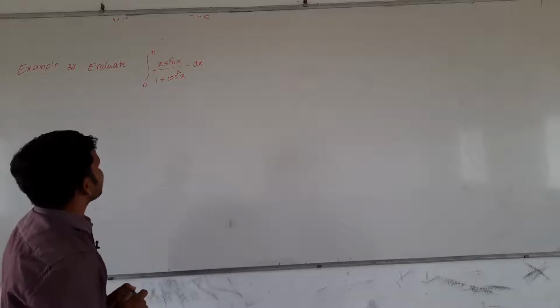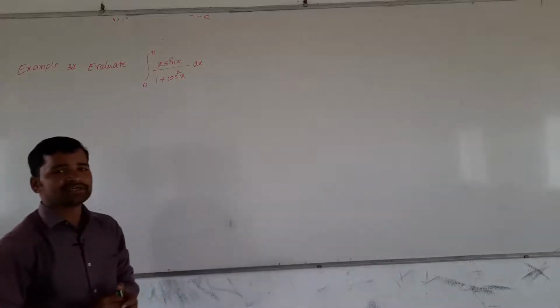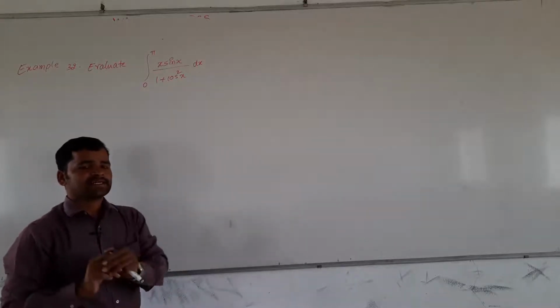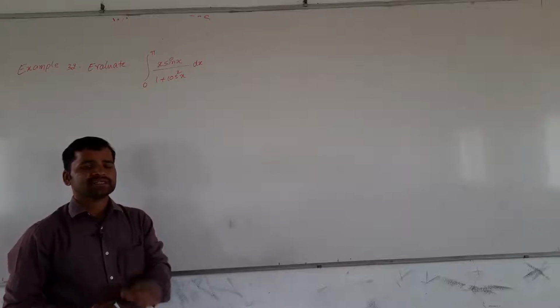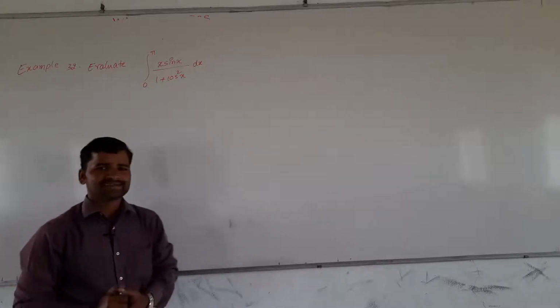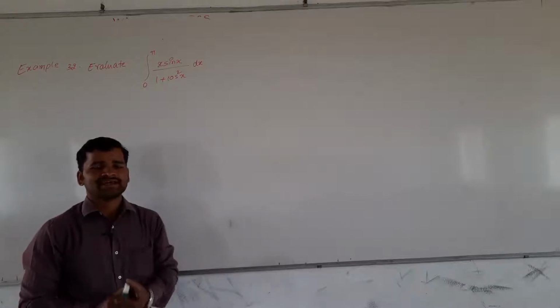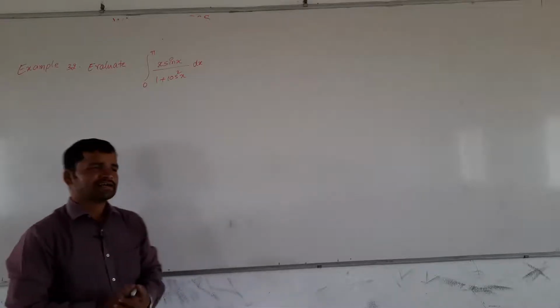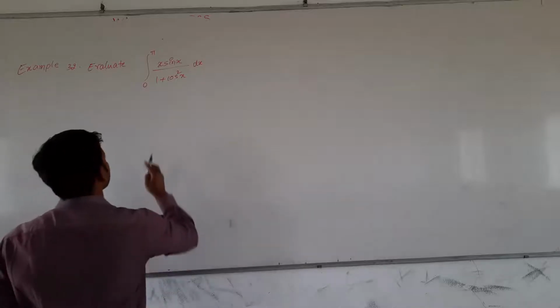See, if it is given like integration of sin x by 1 plus cos square x, directly we can integrate by substituting t is equal to cos x, very easy. But here one extra x is there. To avoid that extra x, we will use the properties. How? Let us use the property here.